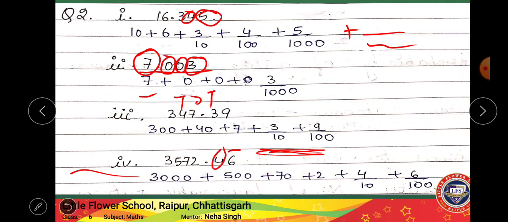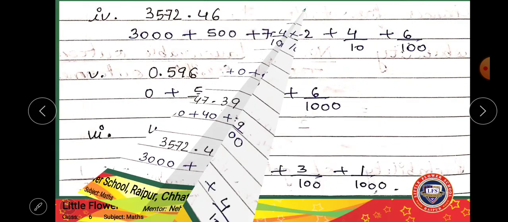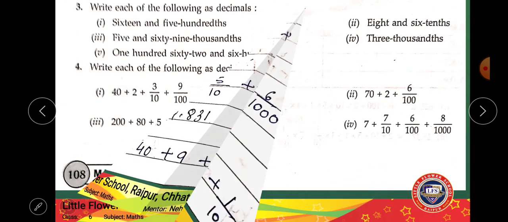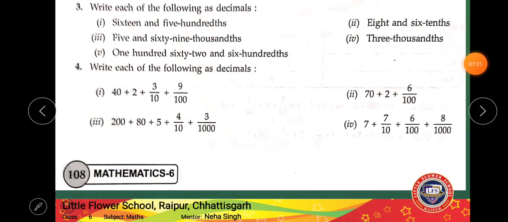4 by 10 and 6 by 100. Okay. Similarly, these fifth and sixth questions also. See here, ones place was 0, so I have just written 0 plus tenths. After the decimal, the fraction starts, so 5 by 10, 9 by 100 and 6 by 1000. Okay. Similarly, sixth part, right? So now moving on to the third question.